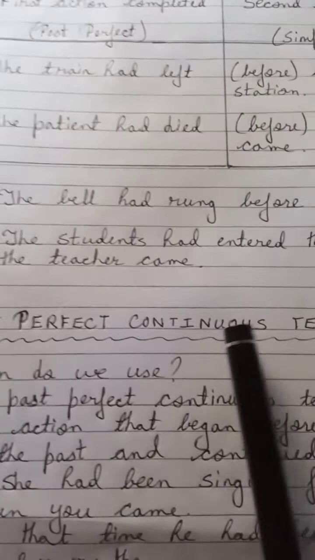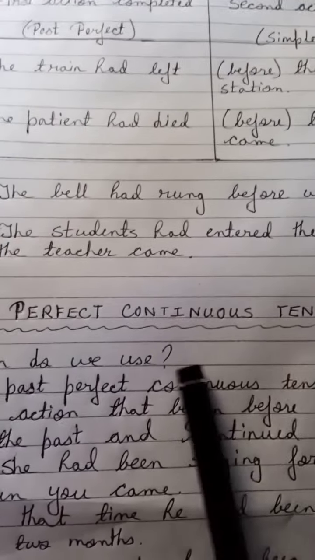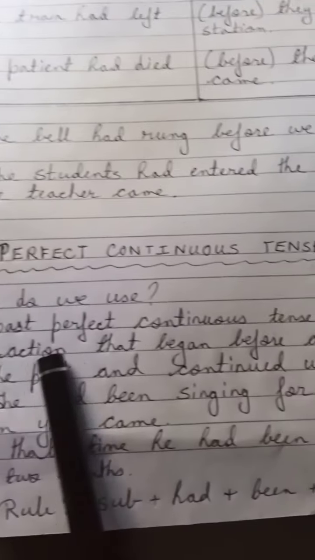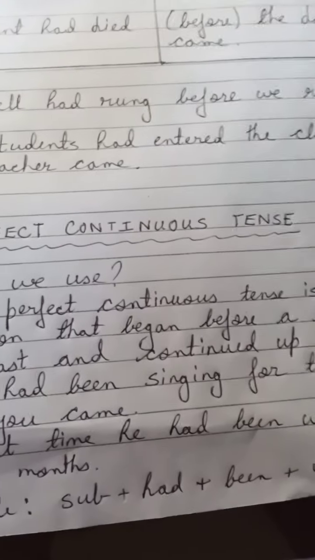Now let's come to the past perfect continuous tense. This is the last part in the past tense, and in my next video I will discuss the future tense. Now when do we use past perfect continuous tense? The past perfect continuous tense is used for an action that began before a certain point. Look very nicely, that began before a certain point in the past and continued up to that time. Means in the past it had begun, and it had continued in the past for some time.